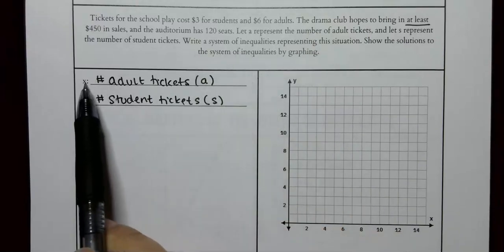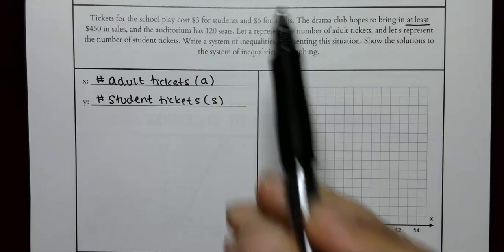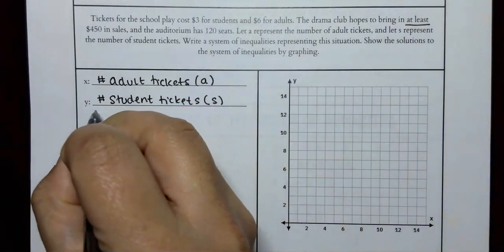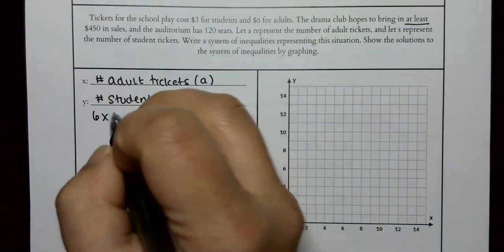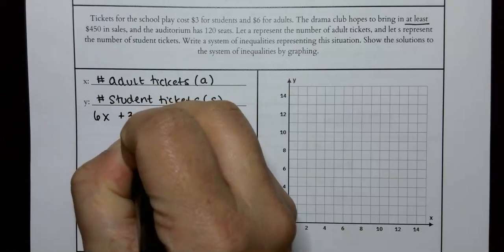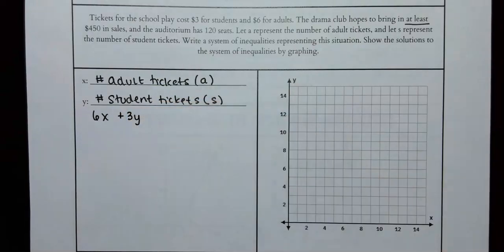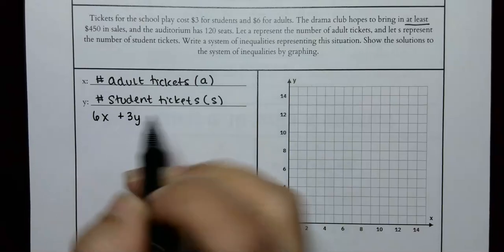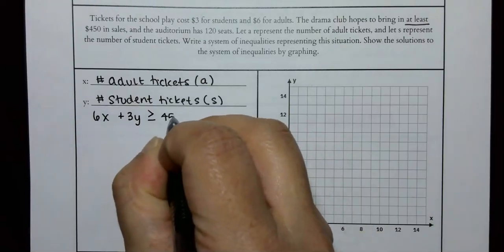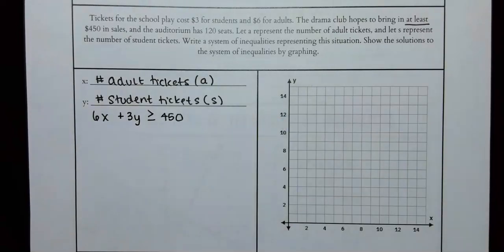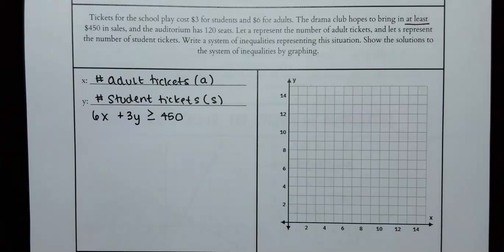Because X represents the adult tickets, we know that the adult tickets would be $6. So we're going to say 6X. And our student tickets are $3, so we're going to say plus 3Y. And we're going to use the greater than or equal to symbol, because whatever this is would be okay if it's greater than or equal to the 450. If we flip it in the other direction, we're saying that we're okay with it being equal to 450 or less. And we don't want it to be less than, we want it to be greater than. Okay? So this is our first inequality.